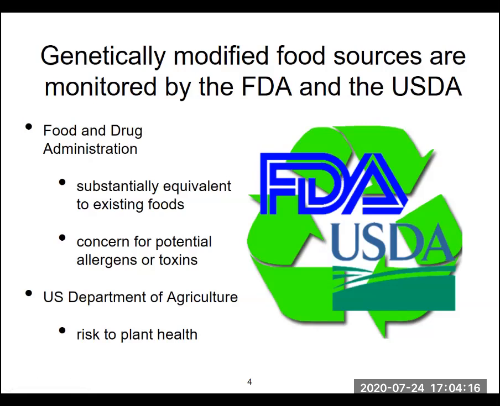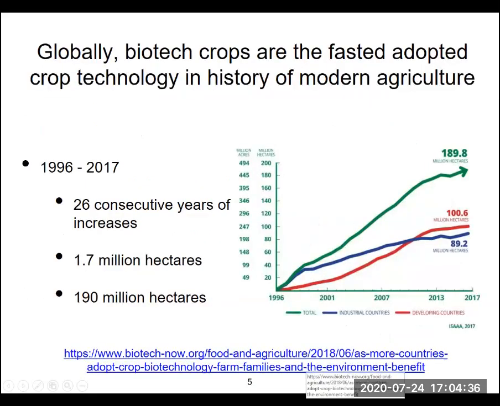The U.S. Department of Agriculture, their main goal is to make sure that nothing is going to kind of kill off the agricultural production within the United States. They've looked at it, and from the perspective of risk to plant health, they've been able to say that, you know, under these circumstances, it's approved to use these genetically modified plants.